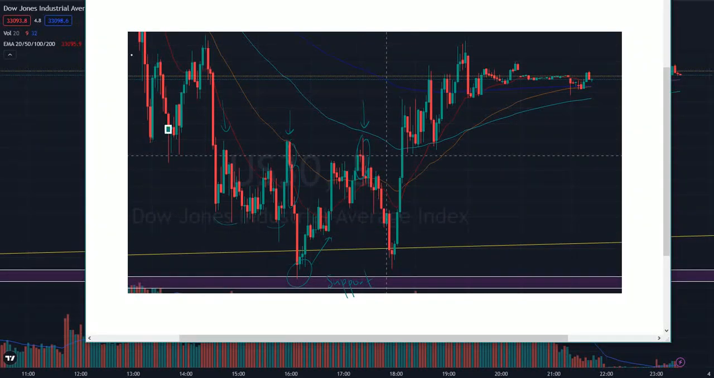Here you can clearly see that we got a region of resistance. This region here is resistance. So what you could have done is, let me just change my color.